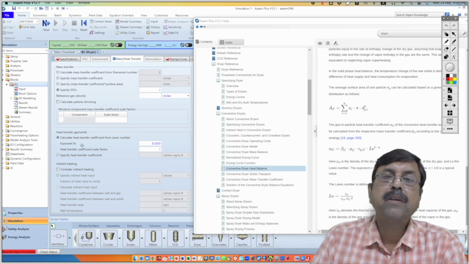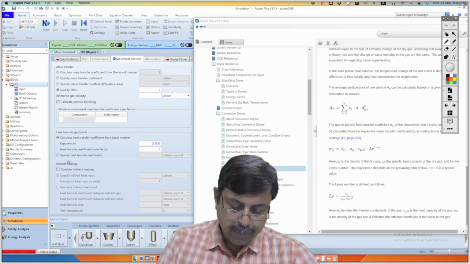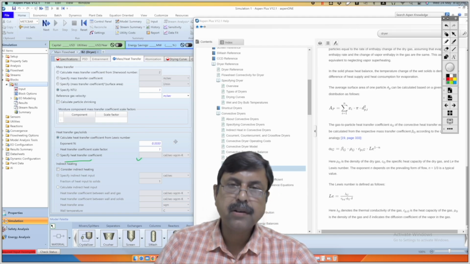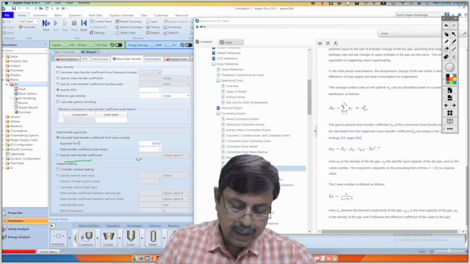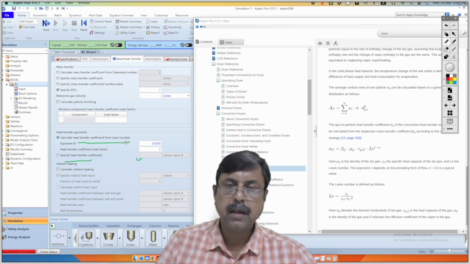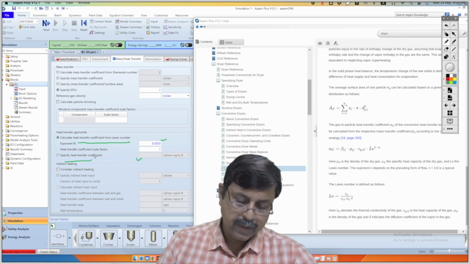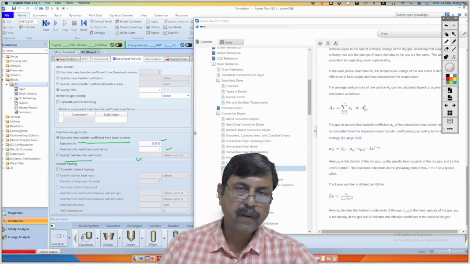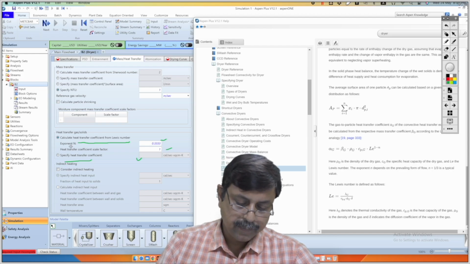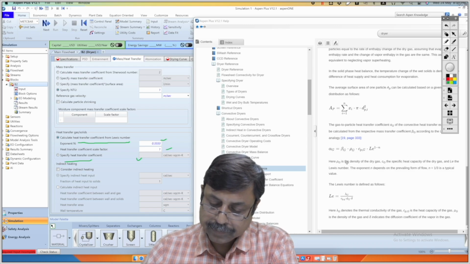Similarly, for heat transfer between gas and solid, you need the expression of the heat transfer coefficient. Now, you can directly specify the heat transfer coefficient if you know the value. Else, you can calculate the heat transfer coefficient from the Lewis number. Actually, you have to give certain parameters such as the exponent n and the heat transfer coefficient scale factor. If you provide those two things, then Aspen will calculate the heat transfer coefficient. Now, how will it calculate? You can find it over here.